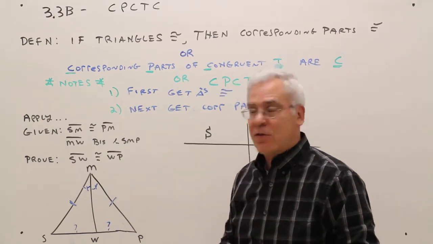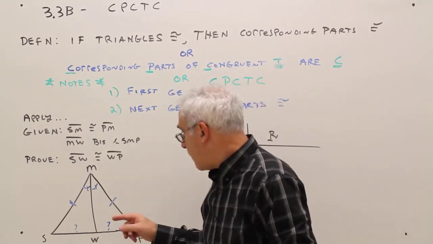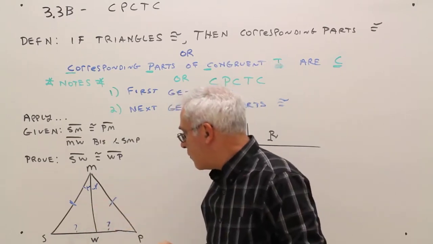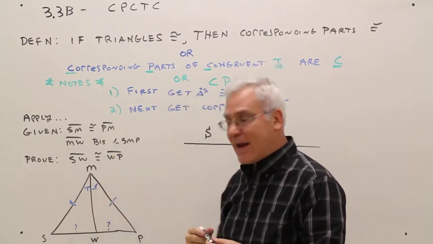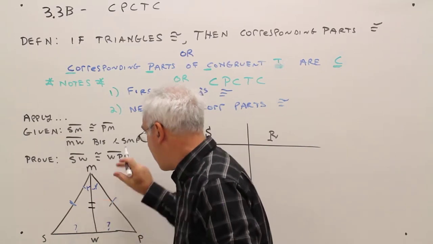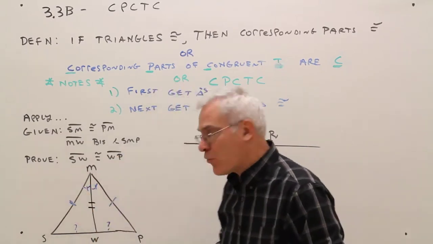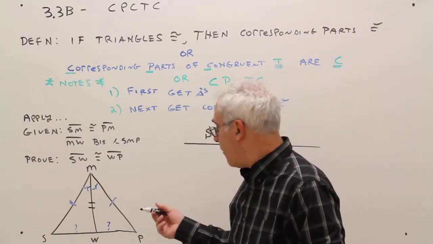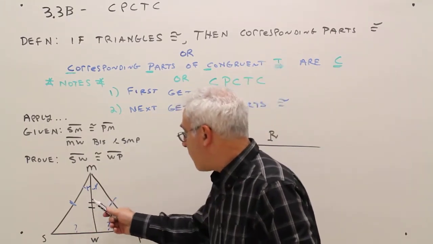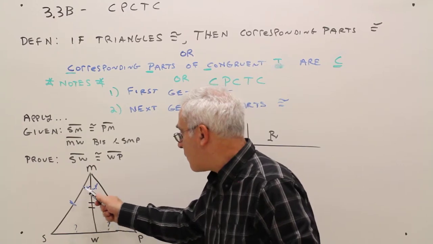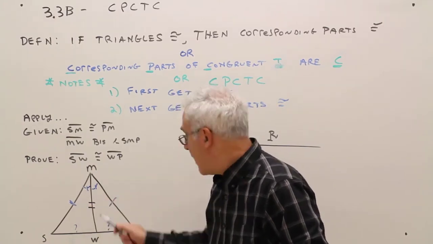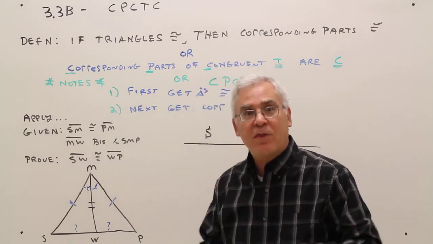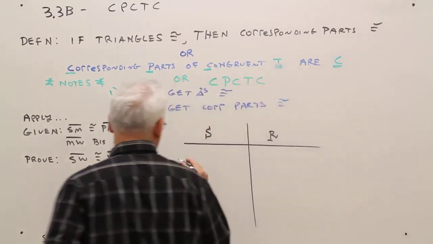So now let's see if I can get the triangles congruent. There's 3 things needed. I've got 2. Reflexive. I'll be able to get MW of the left triangle congruent to MW of the triangle on the right side. And the 2 triangles will be congruent by SAS. And then once I get the triangles congruent, then I'm going to get the parts congruent. That's the strategy. All right, so let's write it out.